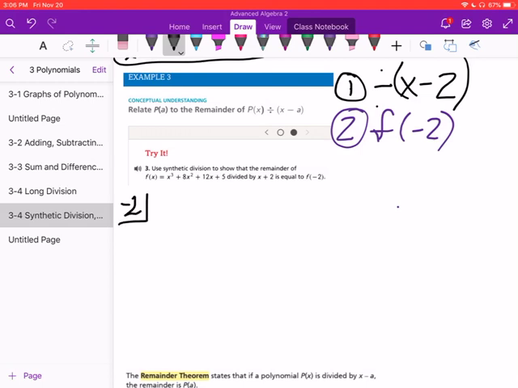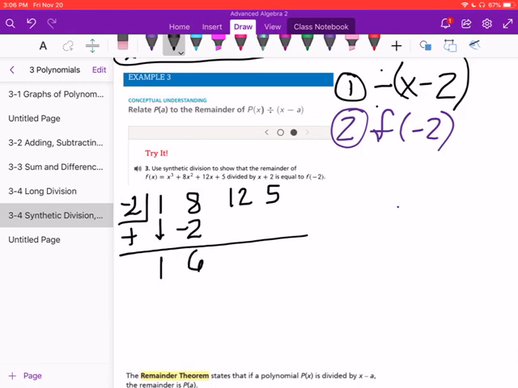I look at the coefficients of f of x and realize that all the powers of x are represented. I have an x cubed, an x squared, an x, and a constant 5, so I'll put those coefficients in: 1, 8, 12, and 5. Then I'm going to draw an addition sign. I'm going to bring down that number 1. 1 times negative 2 is negative 2. 8 minus 2 is 6. Well, 8 plus negative 2 is 6.